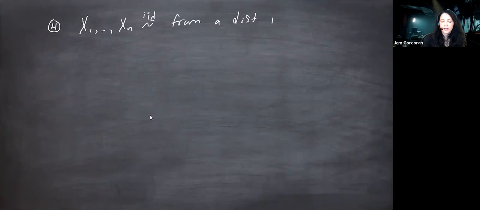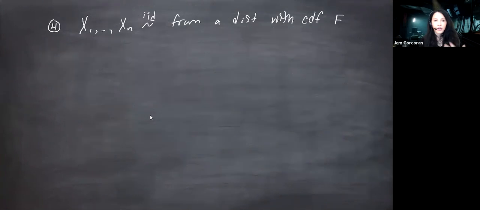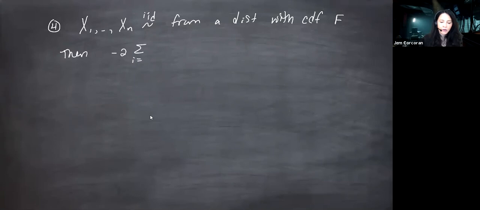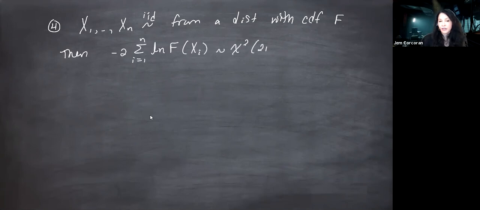We showed in homework 3, problem 7, that if you have a random sample X1 through Xn, IID from a distribution with common CDF F, then you showed on this previous homework that -2 times the sum as i goes from 1 to n of the log of F of Xi has a chi-squared distribution with 2n degrees of freedom.